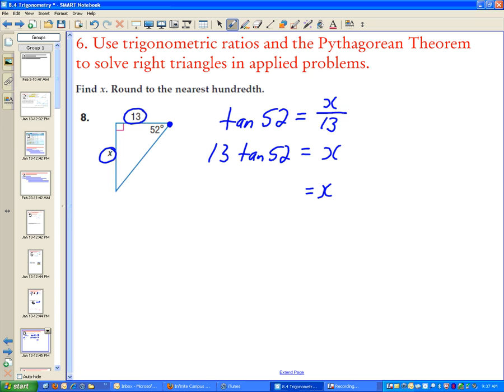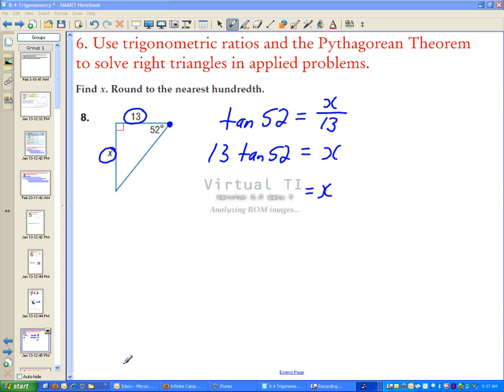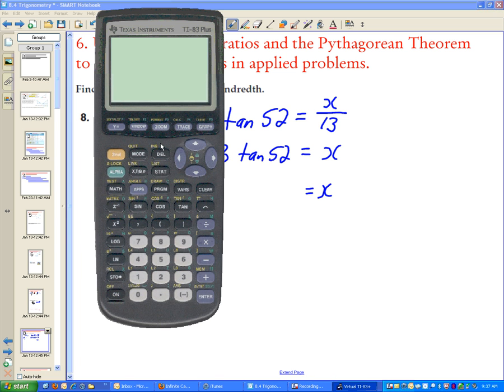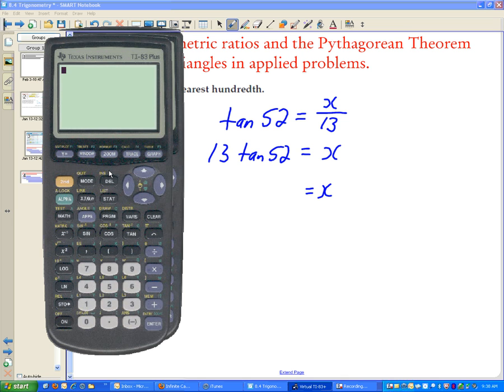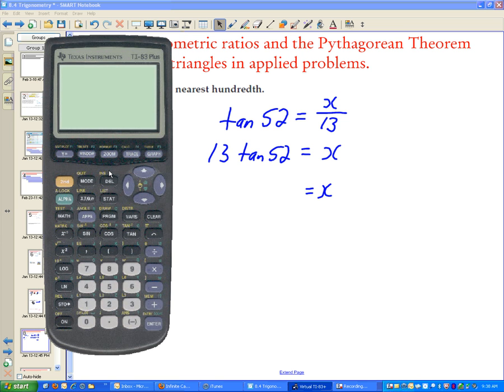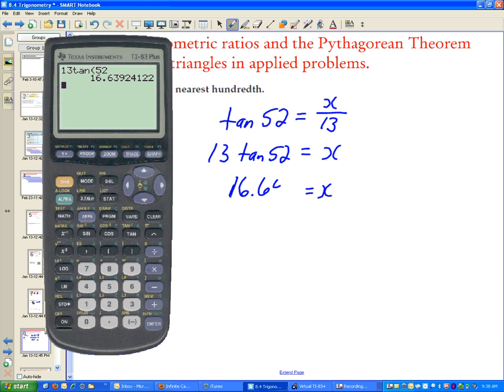So we get out our calculator. All right, so make sure you're in degree. Okay, I am, so I'm good. So 13, I don't even have to use the times button. The calculator knows it means times the tangent of 52. And so I get 16.64 when I round it to the nearest hundredth.